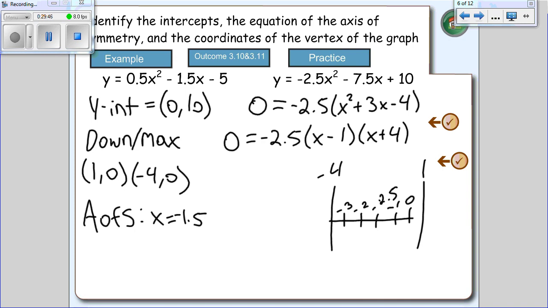What I find really works when you're finding your axis of symmetry is just adding your x-intercepts together and dividing by 2. That's another way of finding it. If you're doing it that way, that's fine. It's not wrong.